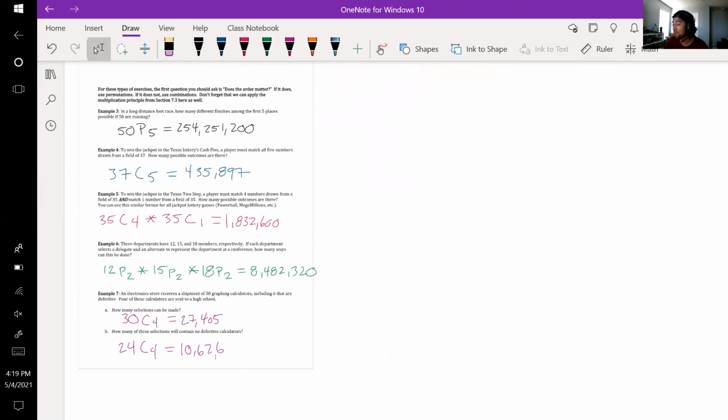Clean this up nice. That's 26 to the third times 10 to the fourth. And calculating that, we get 175,760,000 possible choices to make a license plate.